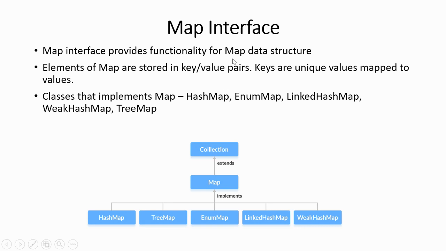The Map interface provides the functionality for the map data structure. A map data structure is nothing but a hash table. Elements of maps are stored in key value pairs, which we have seen, right? The keys are unique values mapped to the values.